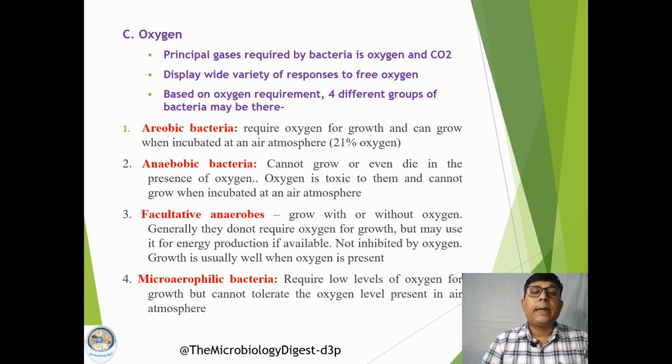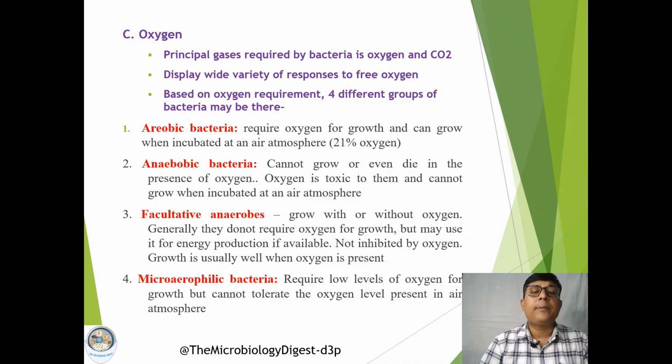The first group is the aerobic bacteria. This group of bacteria require oxygen for growth, and they can grow when incubated in atmospheric air, where 21% oxygen is present. It means they require oxygen for growth and multiplication. So this type of bacteria are called aerobic bacteria.